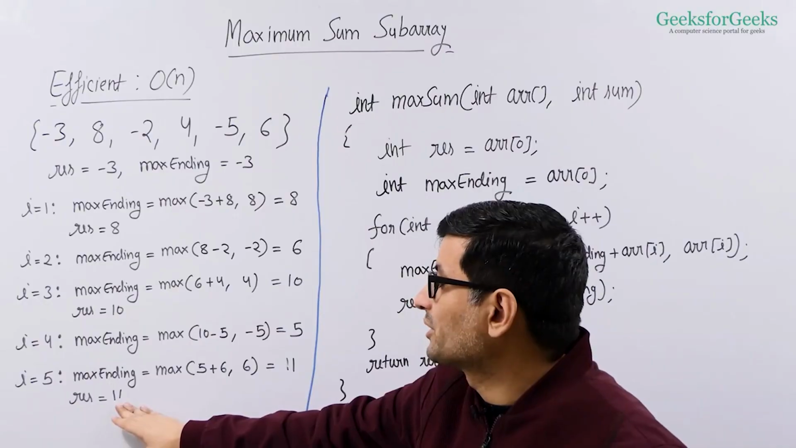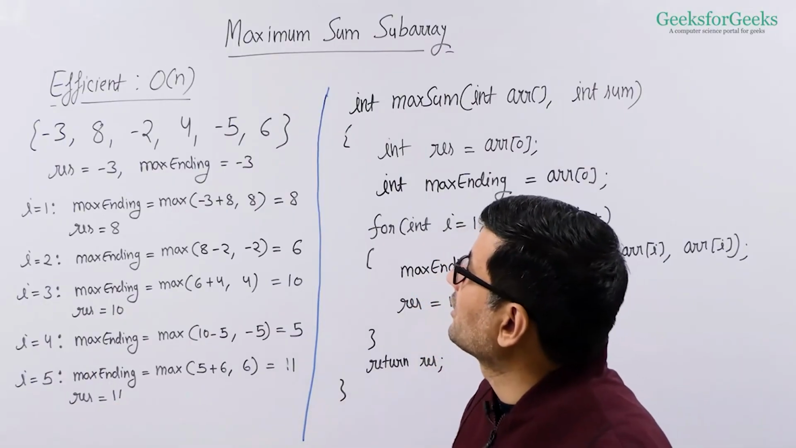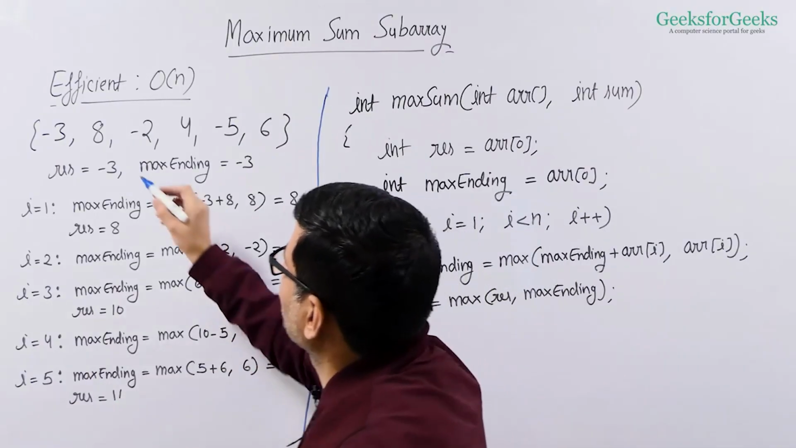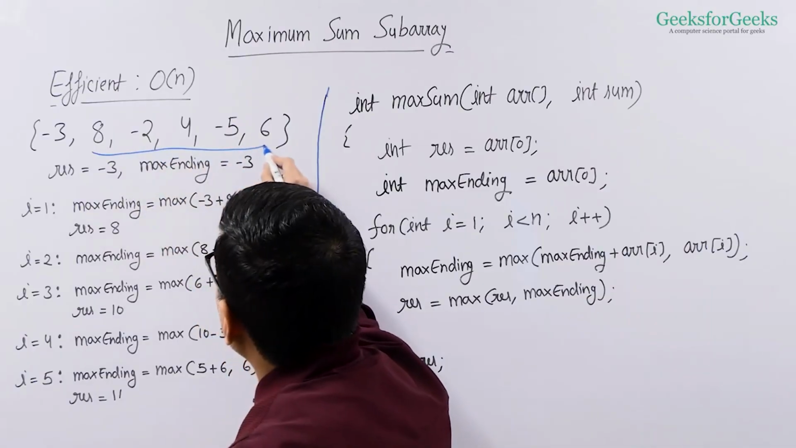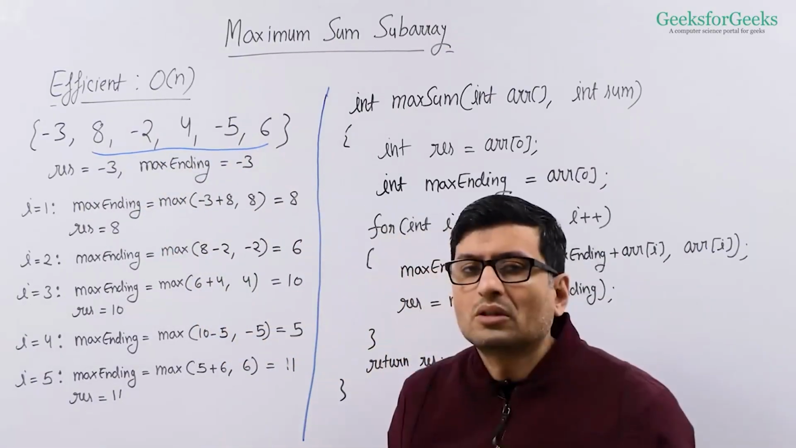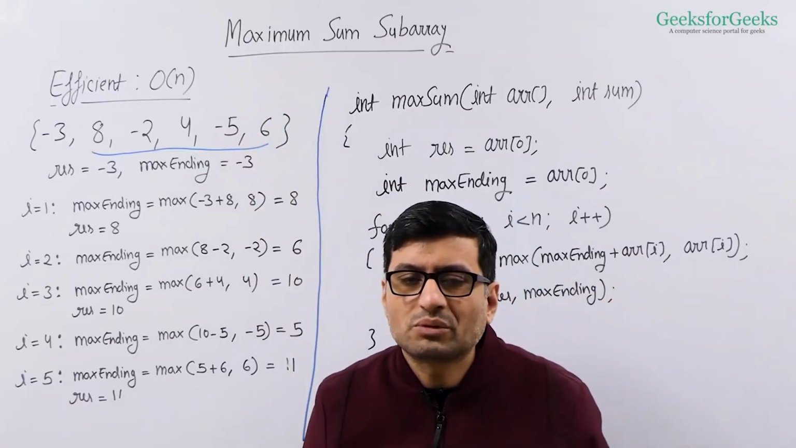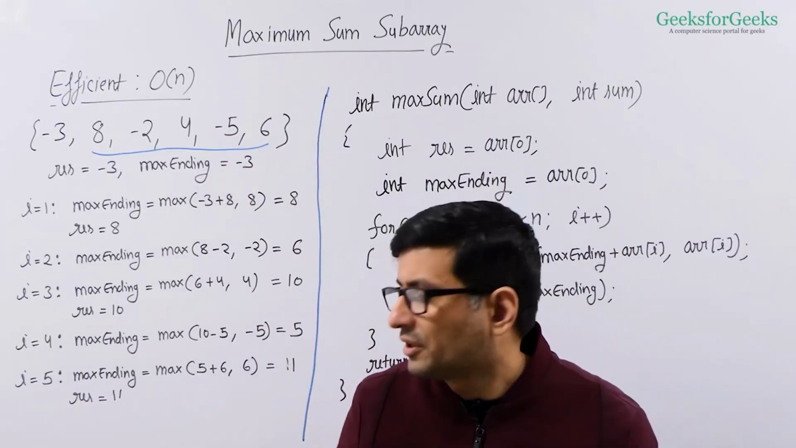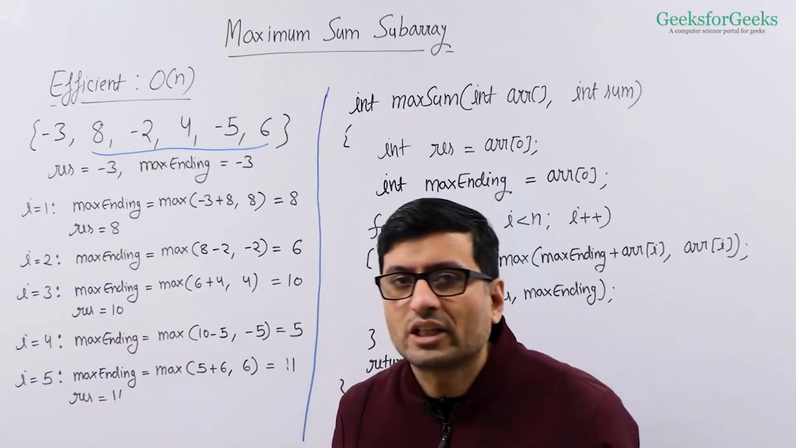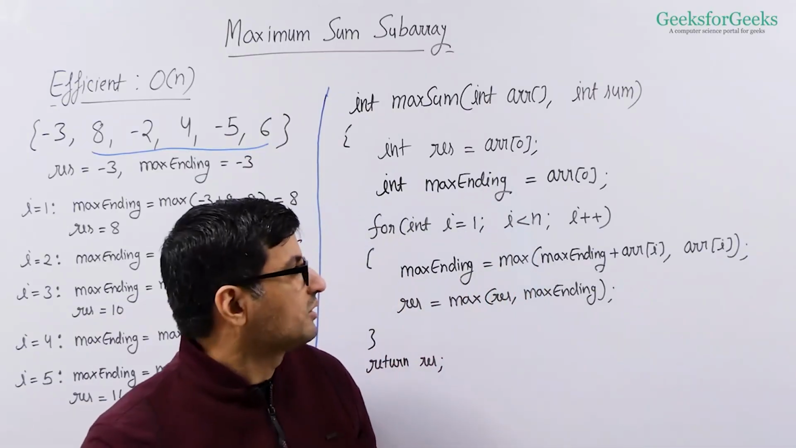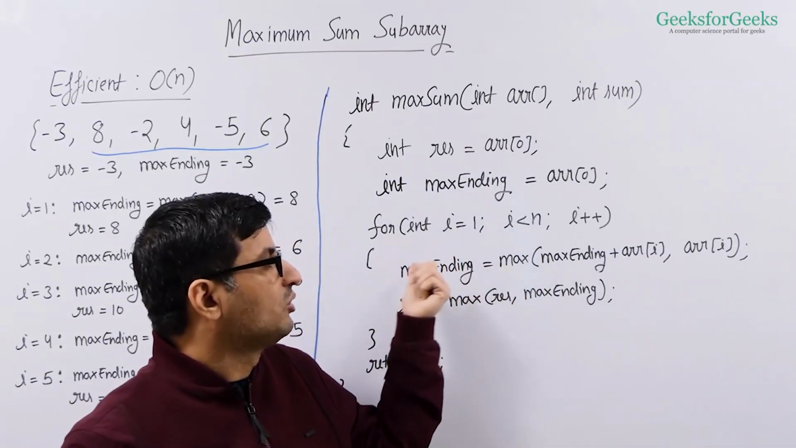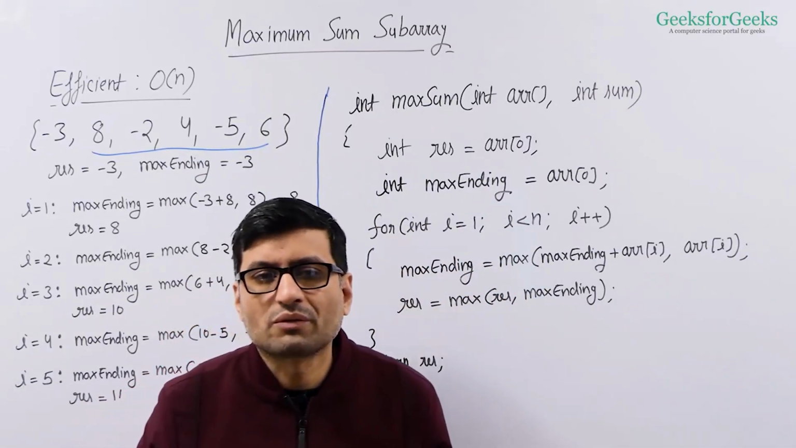Similar steps we follow for I equal to 4 and 5, and for I equal to 5 we get the maximum result as 11, and the subarray that has maximum sum is this subarray. This has maximum sum 11. So we got the maximum ending with this element, which was our overall maximum, and this algorithm returns this result at the end, 11. Now the time complexity of the algorithm is clearly big O of n, because it's running a loop, and inside the loop it's doing constant work for every element.